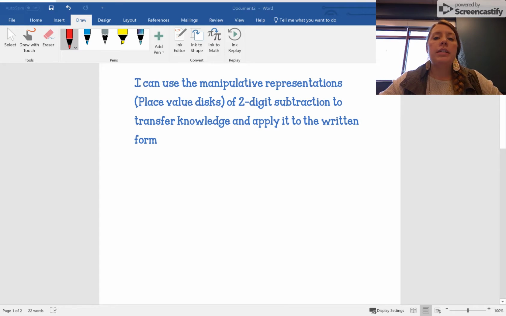We are going to be taking a look today at two-digit subtraction using the magnifying glass strategy as well as a chip model. Let's begin by looking at our learning target for this lesson. I can use the manipulative representations of two-digit subtraction to transfer knowledge and apply it to the written form.